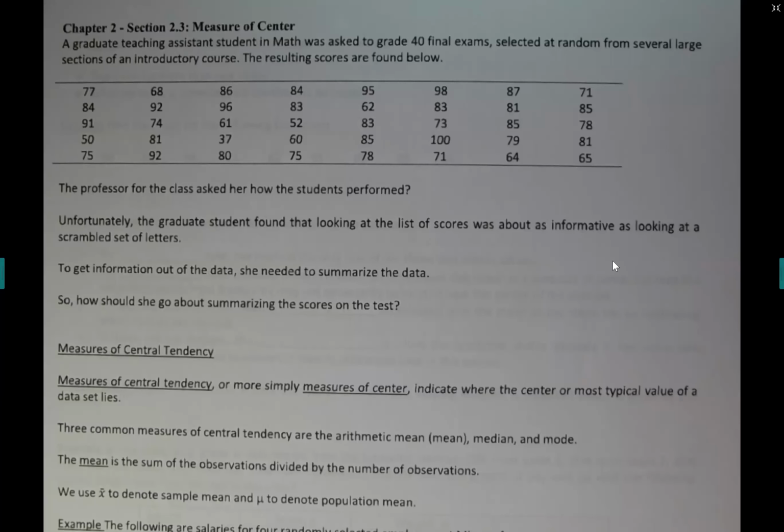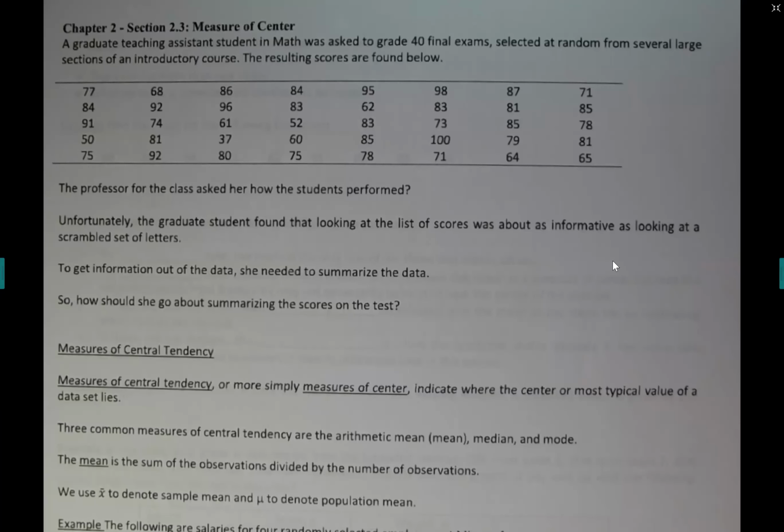So section 2.3 is measures of center. How do we find the center of a data set? You have this data, guys, and you need to find the center, what happens on average. You find what we call the average, and the average is you add up all the quantities and you divide by the number of quantities. But in statistics, the average is not called the average, it's called the mean.